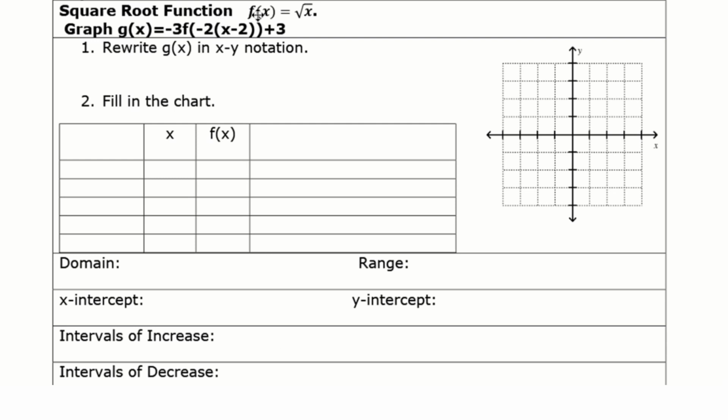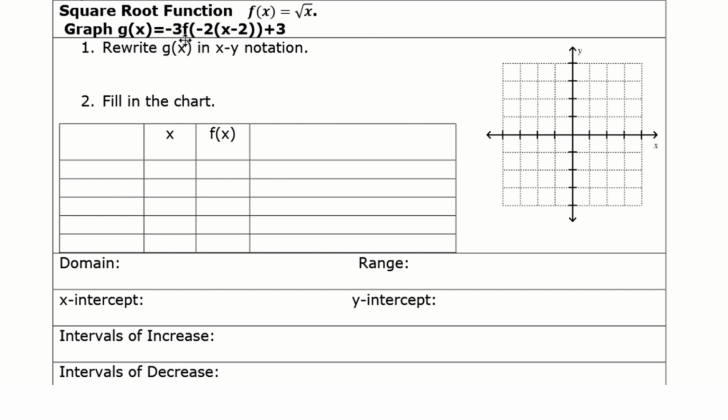So a function f at x, the parent function is square root x. Then it asks you to graph g at x, which is a transformation from the parent function square root x. First thing, it asks you to write it in xy notation. So this one, function g at x, function f at negative 2 times x minus 2, we call function notation. And to write it in xy notation means we replace this function f name with square root x. So we are going to rewrite it.